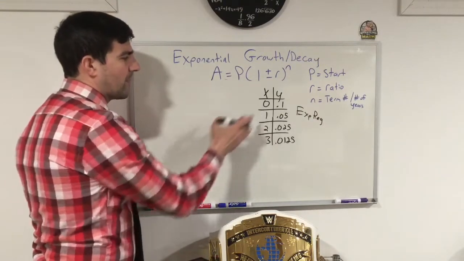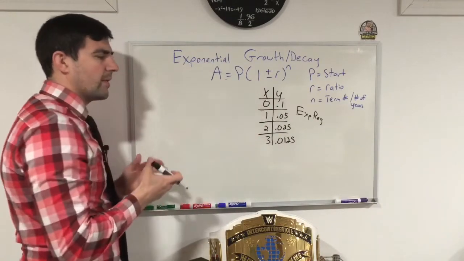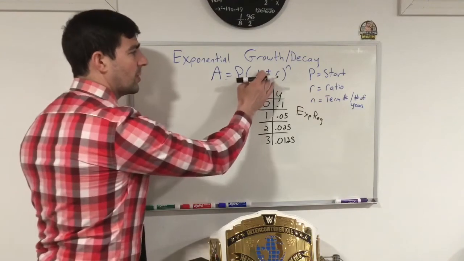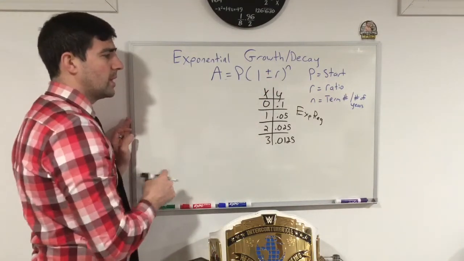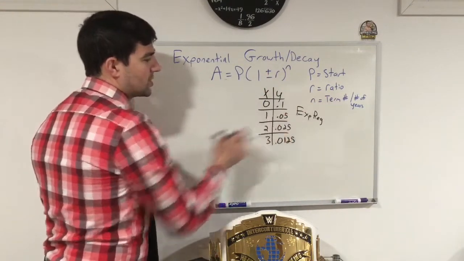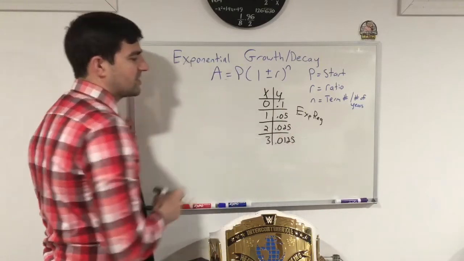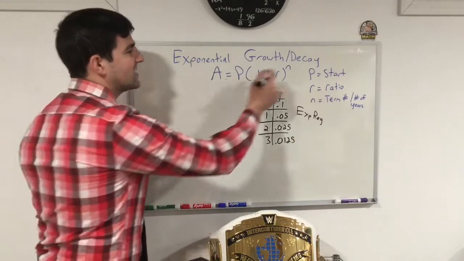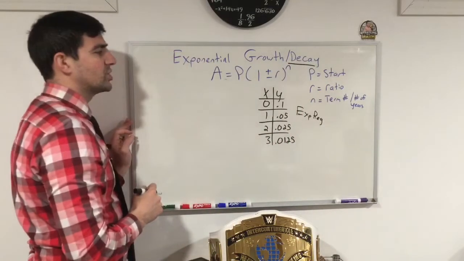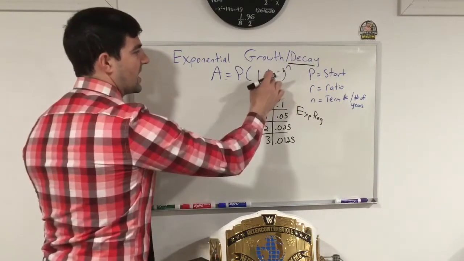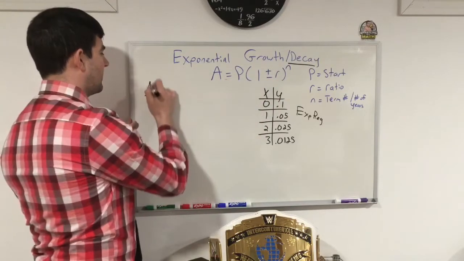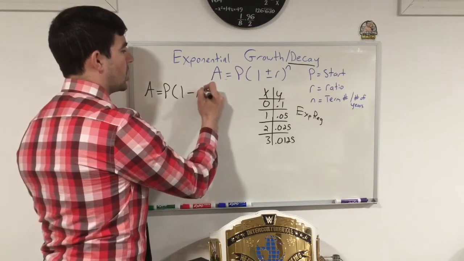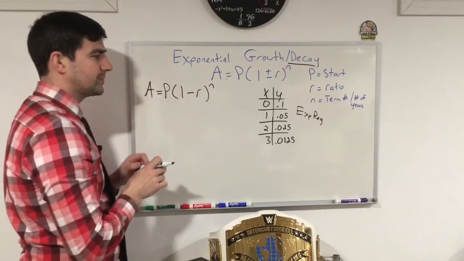So first off, are the numbers going up or down? Are they getting bigger or smaller in the y value? That's going to determine whether or not I'm using plus or minus. Okay, so if I look at 0.1 to 0.05, 0.05 to 0.025, these numbers are getting smaller, which means that this is a decay, or exponential decay. So since it's decay, I'm going to use the minus sign here. So if I were just to rewrite the formula here, 1 minus r to the n.